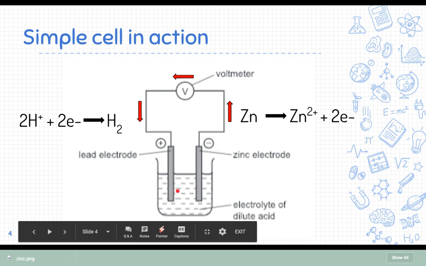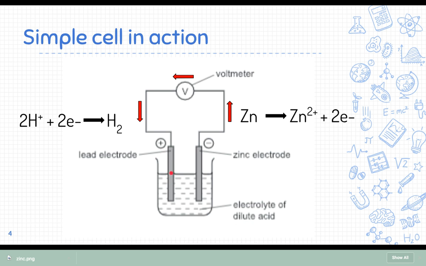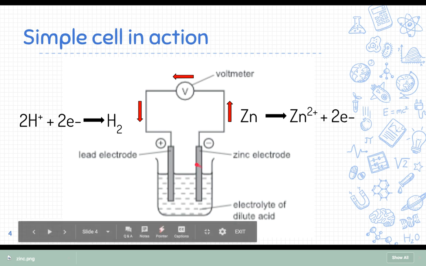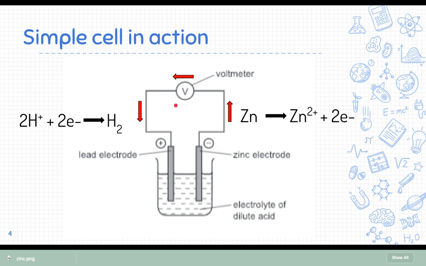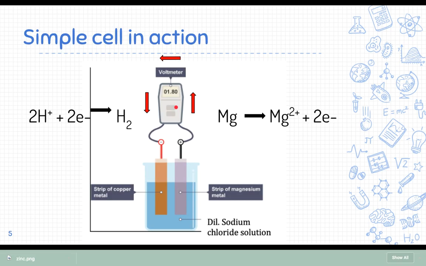H+ ions are now attracted to all these extra electron buildups here. The H+ comes in, it receives 2 electrons and bubbles off in the form of H2 gas, which we could test with a squeaky pop if we wanted to. And basically then you've initiated this chemical reaction and you've harvested electricity from it. It may look like an electrolysis cell, but it certainly is not. Let's have a look at another one.